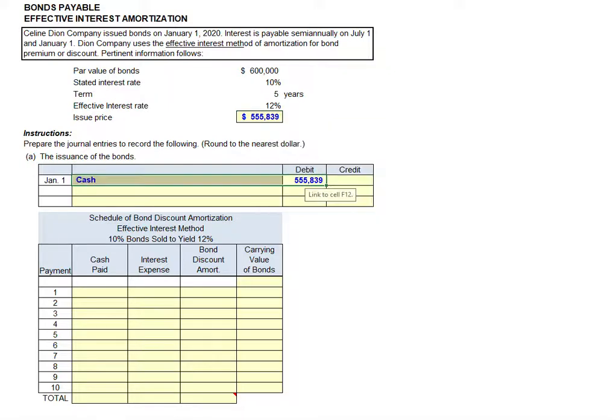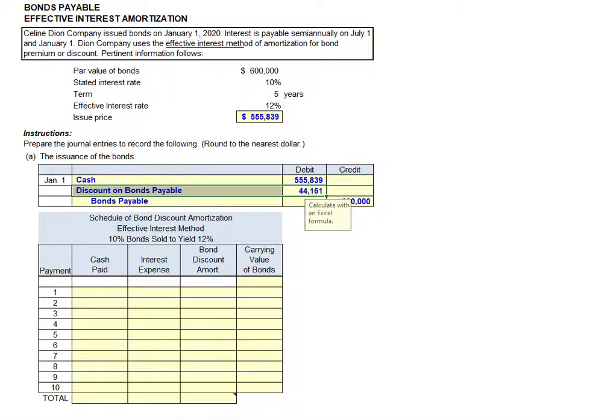And we will debit cash for $555,839. We always credit bonds payable at their face value of $600,000, and the difference is our plug, the debit to discount on bonds payable for $44,161. In essence, we are prepaying interest on these bonds by accepting a price lower than the $600,000 we will return to the investors at the time of maturity.